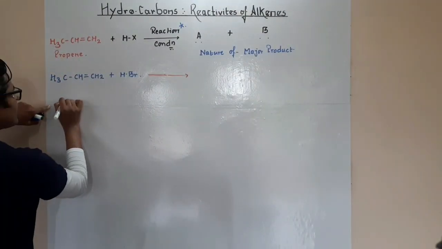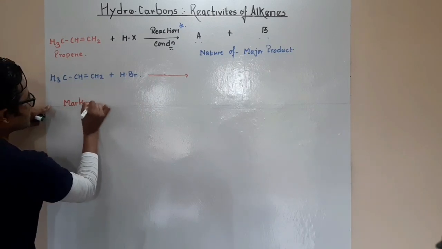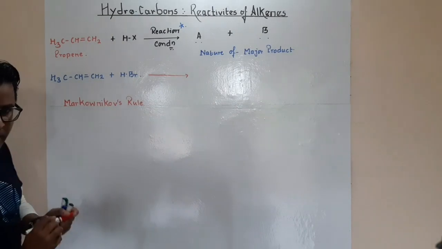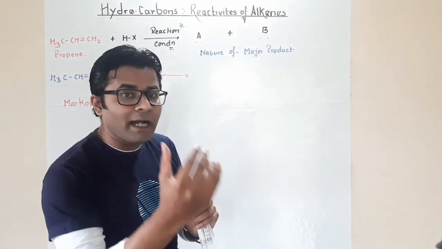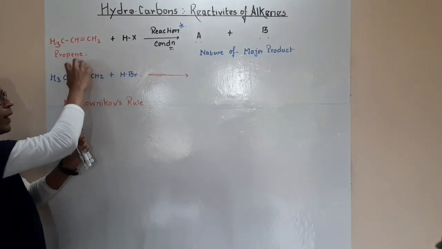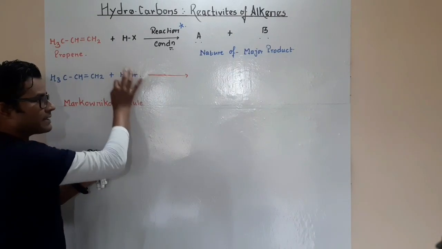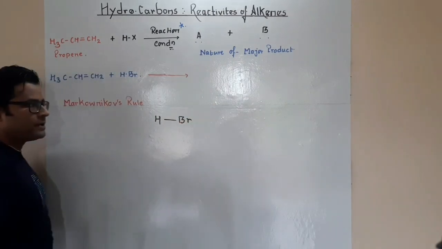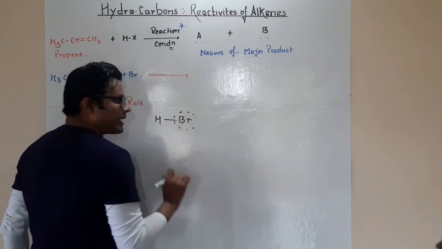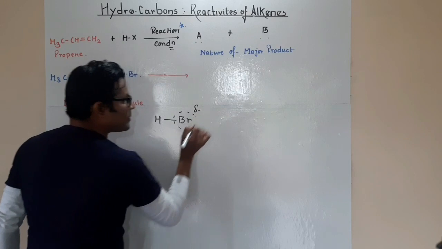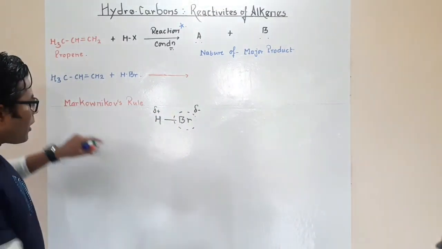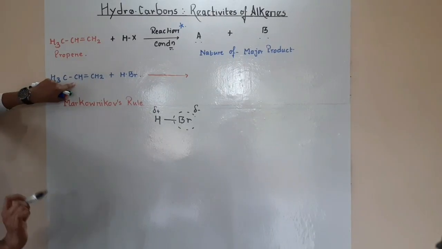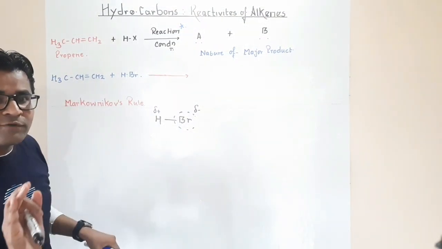So it follows Markovnikov's rule. The Markovnikov rule says that the negative part of the addendum, which is the thing that is going to add, so the negative part of HBr, attaches to a particular carbon. What I know is that Br is more electronegative, correct? Due to the electronegativity, this is going to be the negative part, and of course H the positive part. So according to Markovnikov's rule, the negative part of the addendum attaches to that carbon which has the lesser number of hydrogens.